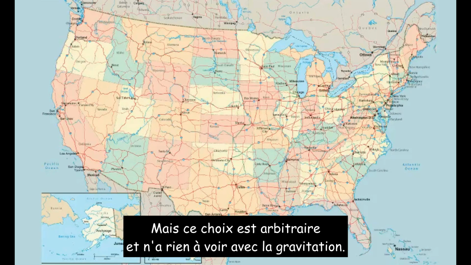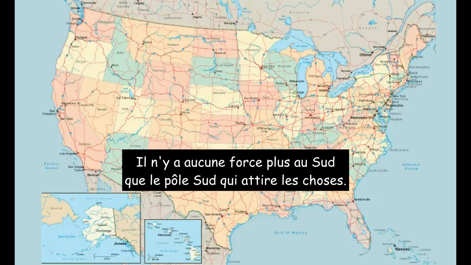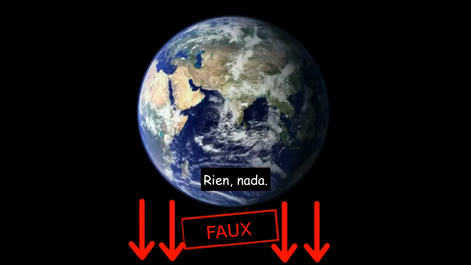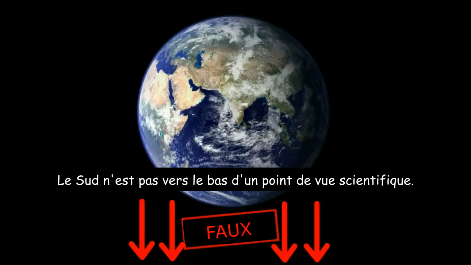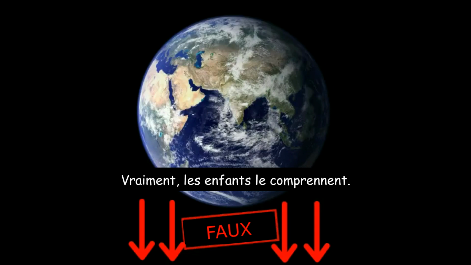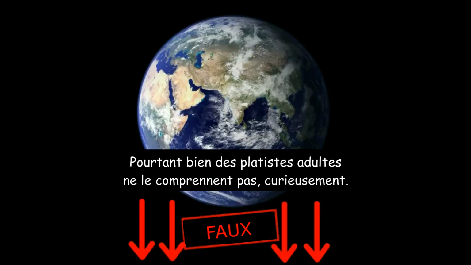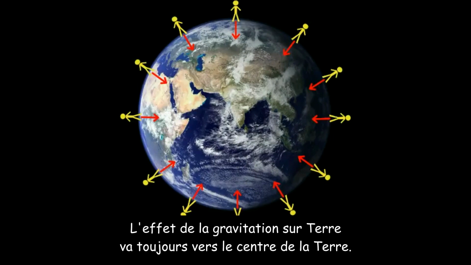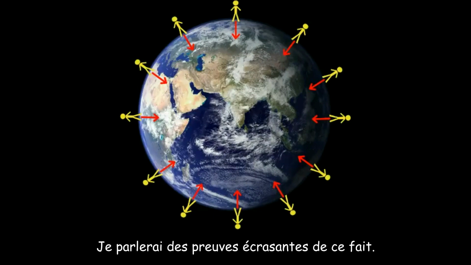But that choice was arbitrary. It had nothing to do with gravity. There is no force south of the South Pole pulling on things. Nothing. Nada. South is not down in the scientific sense. Really, children understand this, yet many adult flat earthers amazingly somehow do not understand this. The pull of gravity near the Earth is always directed toward the center of the Earth. I will talk about the tremendous evidence for this fact.